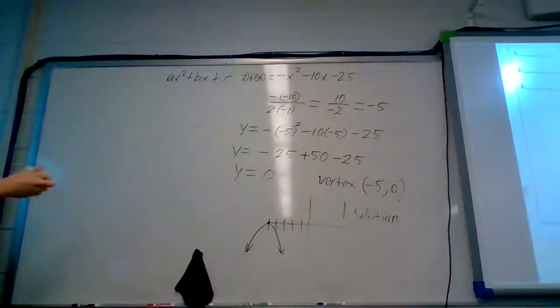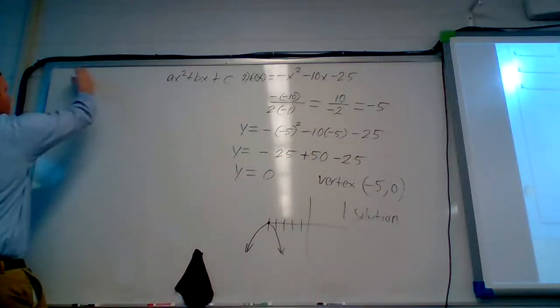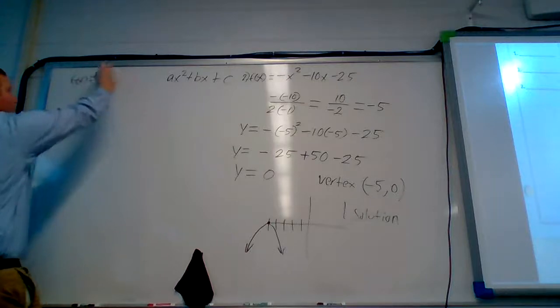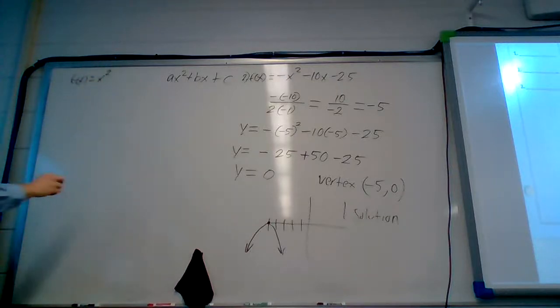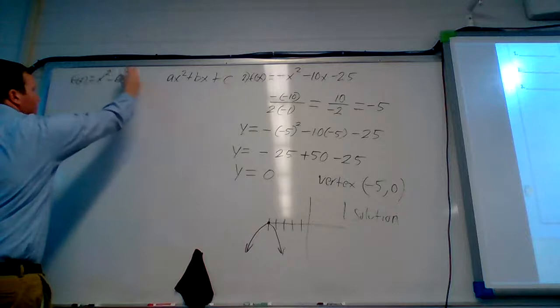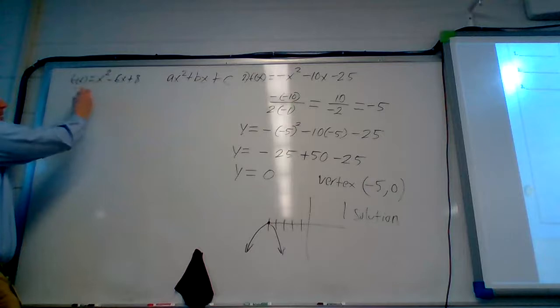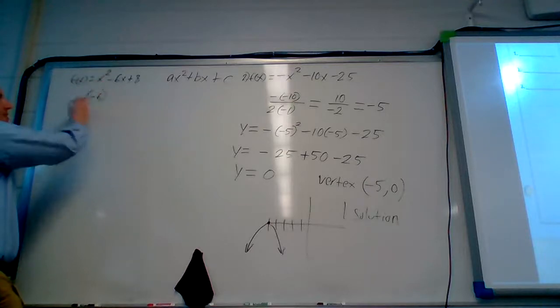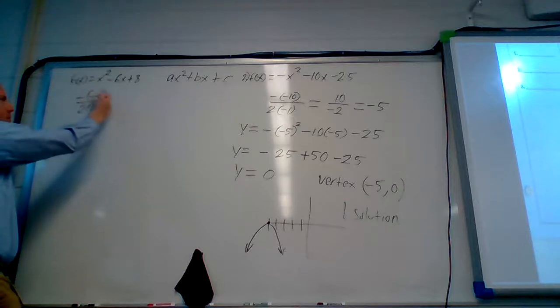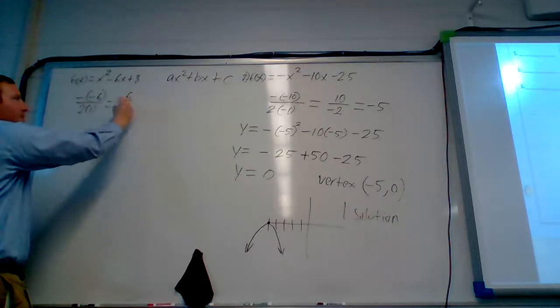So we have f of x equals x squared minus 6x plus 8. So again, what equation are we going to use to find our x? Negative b over 2a. So we have negative times negative 6. That's going to be 6 over 2 times 1, which is 6 over 2, and that's going to equal 3.